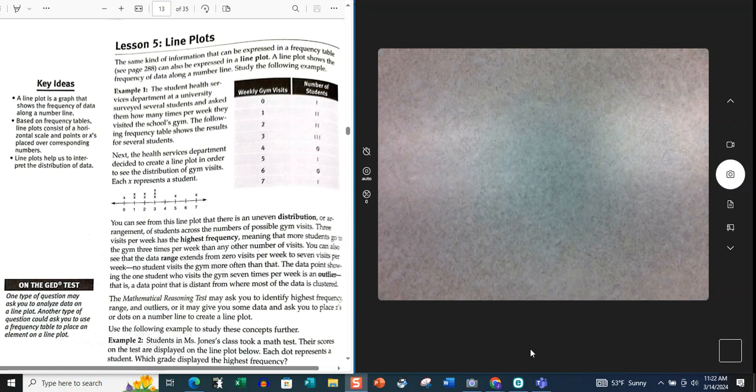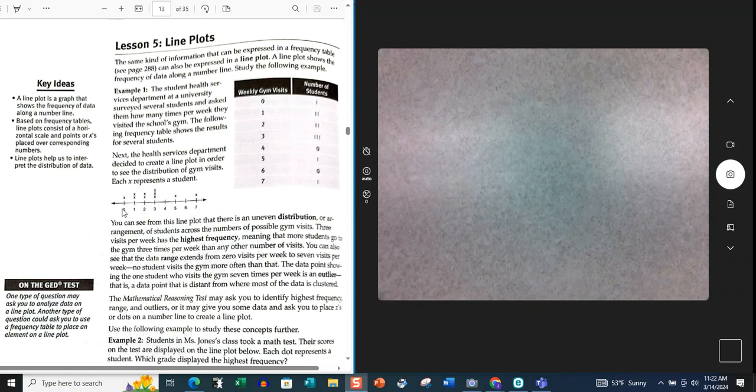Study the following example. The Student Health Services Department at a university surveyed several students and asked them how many times per week they visited the school's gym. The following frequency table shows the results for several students. Next, the Health Services Department decided to create a line plot in order to see the distribution of gym visits. Each X represents a student.